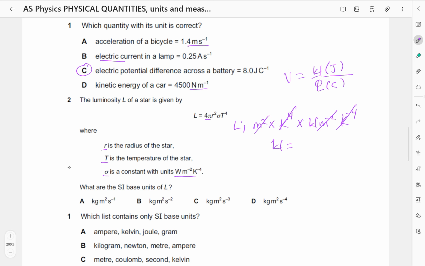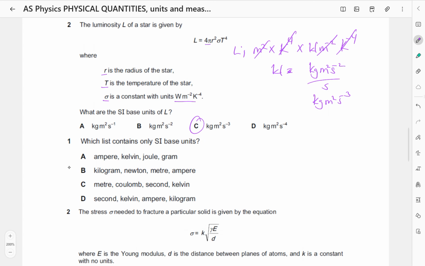So I have to change watts to base units. Watts is a unit of power, which is energy over time. So that is kilogram meters squared per second squared divided by time, which is seconds. So this becomes kilogram meter squared per second cubed. So this makes our answer C.